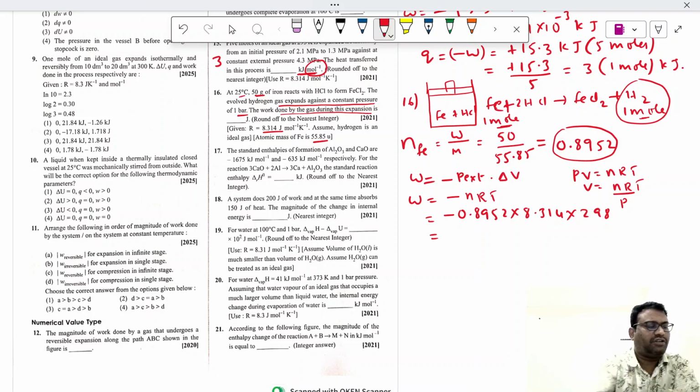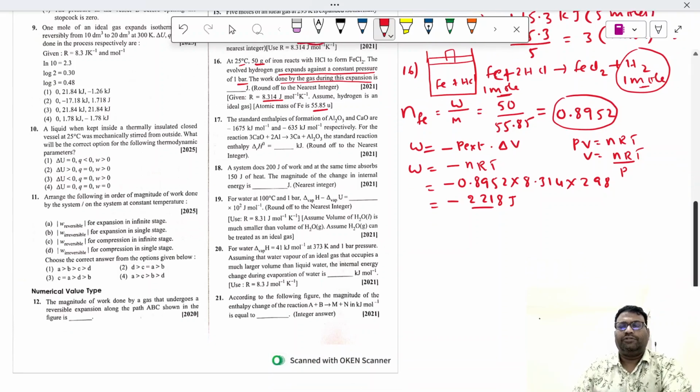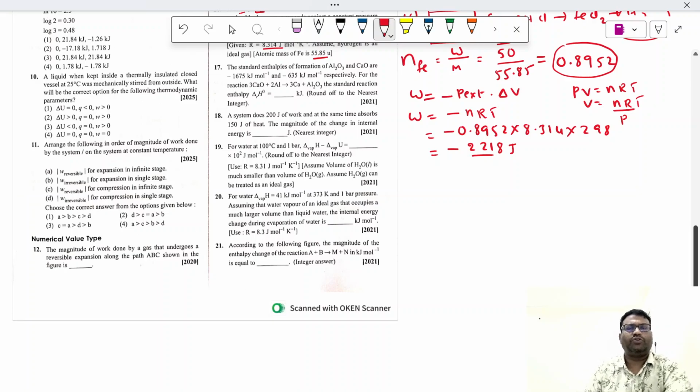So what answer are you getting? You see minus 2218 joules. So the answer will be 2218 joules, the magnitude of work done. You have to take only the magnitude of the work done, right? So that is question number 16.